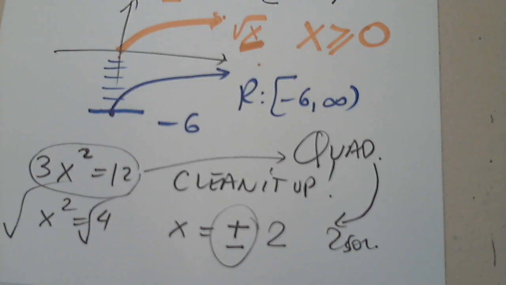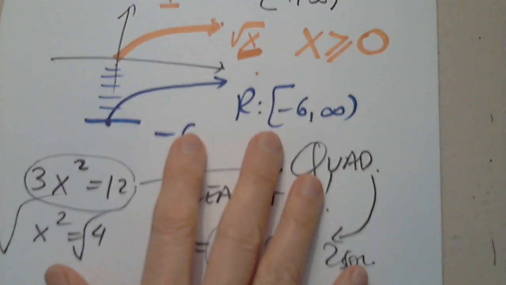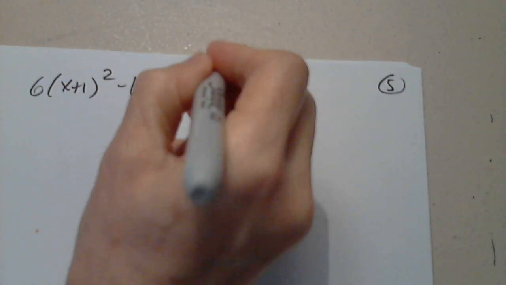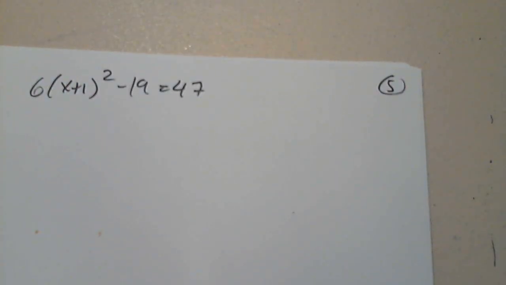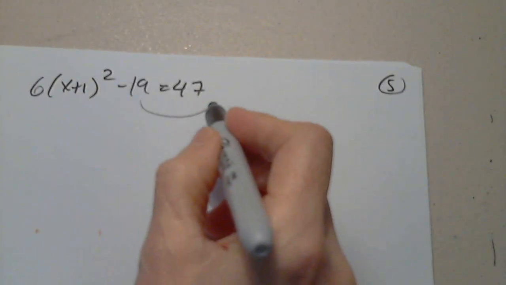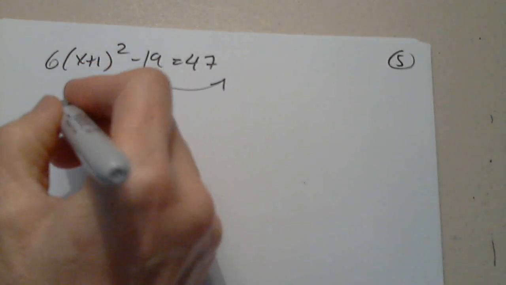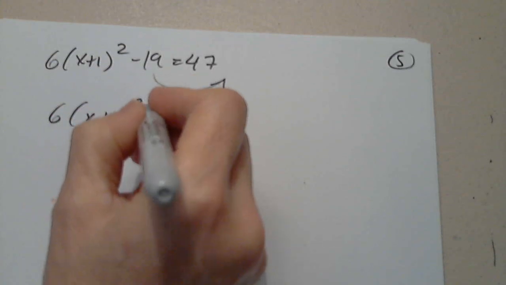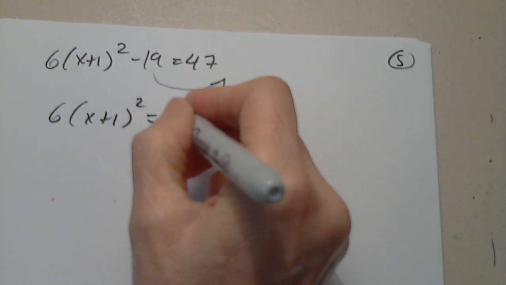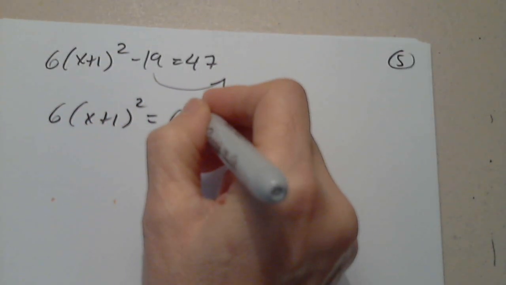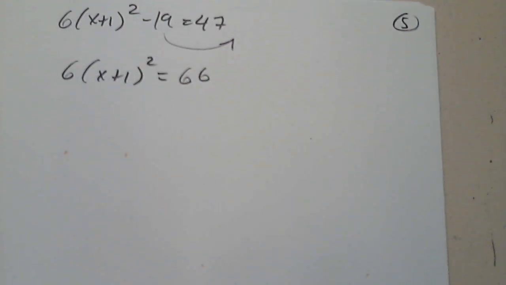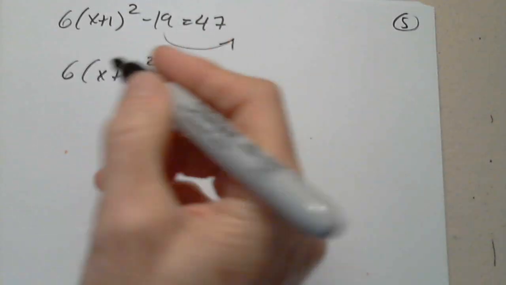23. Good. This one needs also a little bit of prep, not a lot. So this is 6 times x plus 1 squared minus 19 equals 47. We cannot take the square root. It's not ready yet. So first we have to move 19 to the other side. What is this? 66? Good. Then we divide by 6 like we just did with 3.